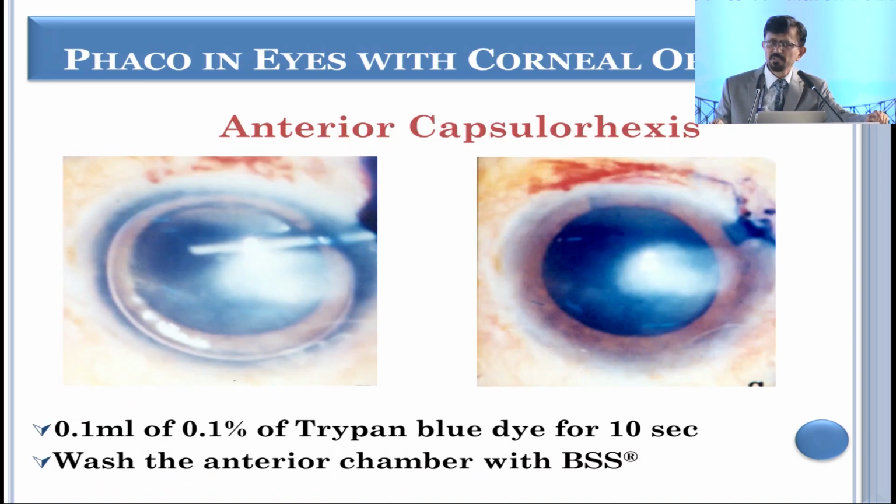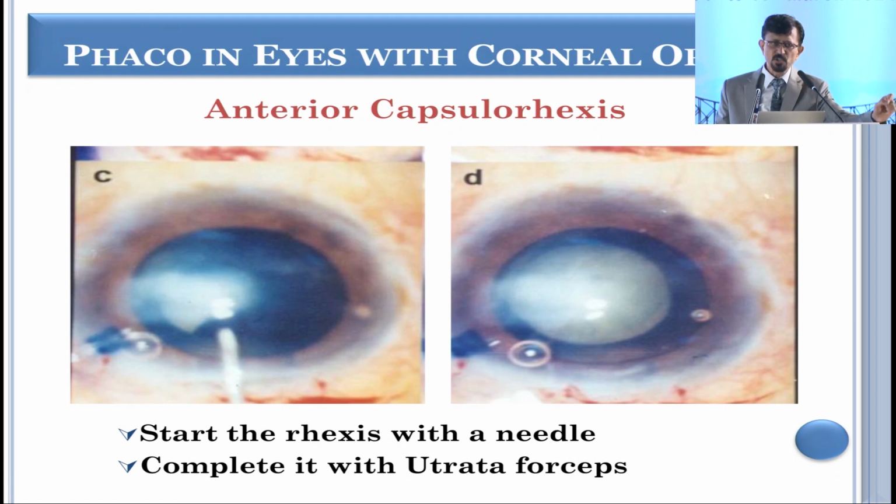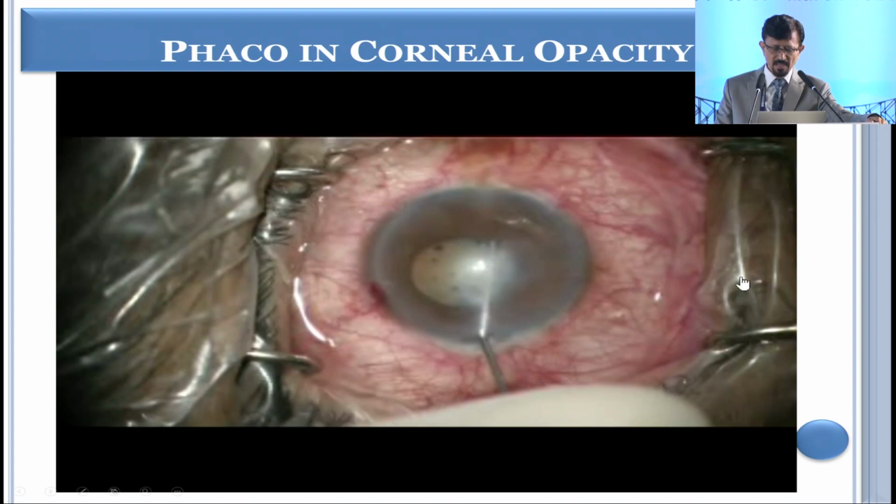Trypan blue has been used since, if I remember, 97, 98 when it started, and for white cataracts to do the rhexis it is used. But if you have a corneal haze or opacity, use it for a longer period. Why? Because it not only helps in doing the rhexis, but it also helps you to see the capsular edge when you are chopping the nucleus, because of the corneal haze, it is difficult.